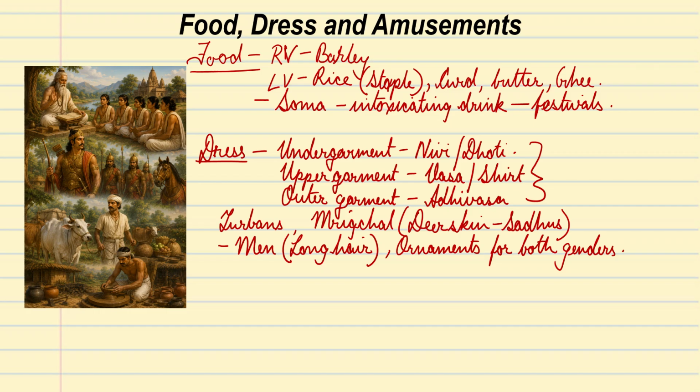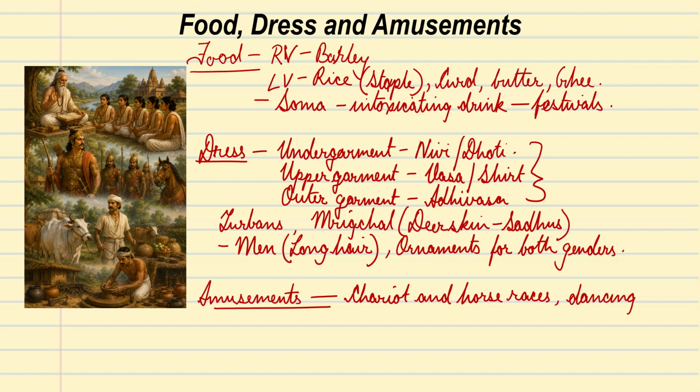Now we will see what were the different forms of amusements, how the people used to entertain themselves. There were races, chariot and horse races. This was very common, along with dancing and singing. We find references to music many times in the Vedas. Hence, dancing and singing must have been popular, along with hunting.